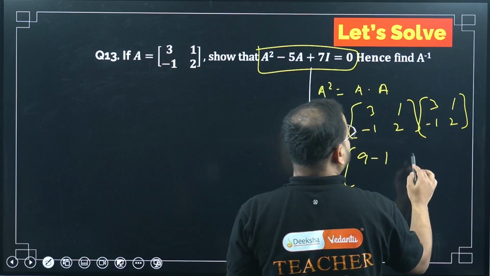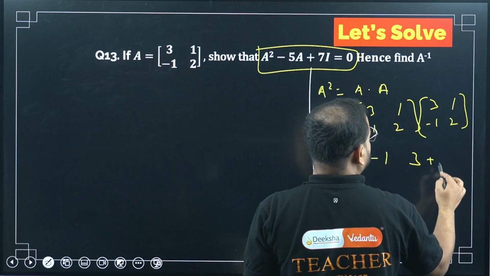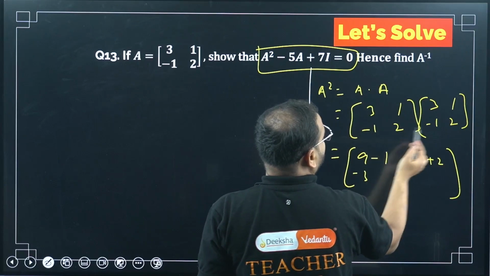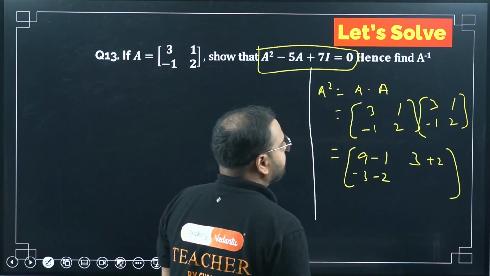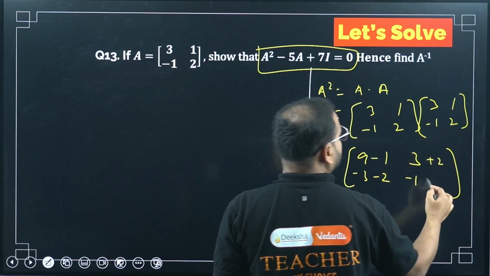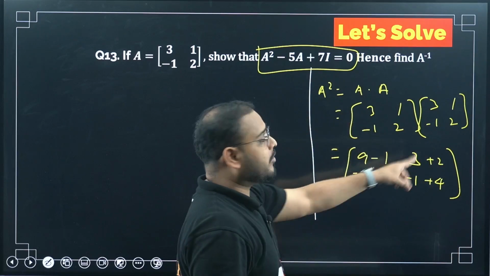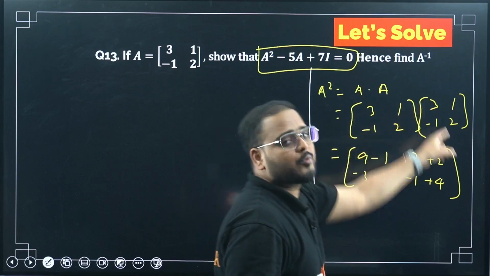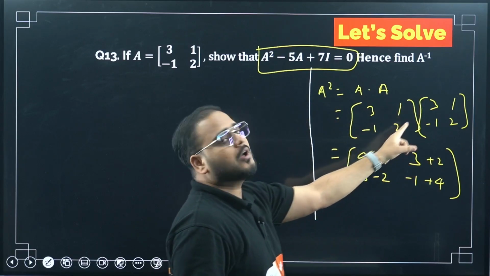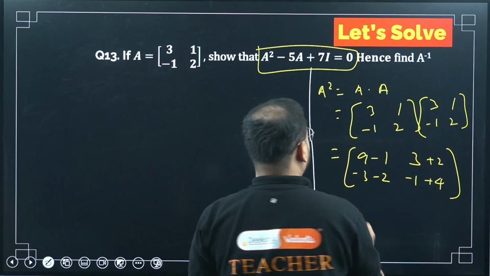Now 3 into 1 is 3. 1 into 2 is plus 2. Last one. Minus 1 into 3 is minus 3. 2 into minus 1 is minus 2. Minus 1 into minus 1 is plus 1, minus 1 into 1 is minus 1, and 2 into 2 is plus 4. What I've done: row 1 with column 1 for the first element, row 1 with column 2 for the second element, row 2 with column 1 for the third element, and row 2 with column 2 for the fourth element. Simplify this, please.